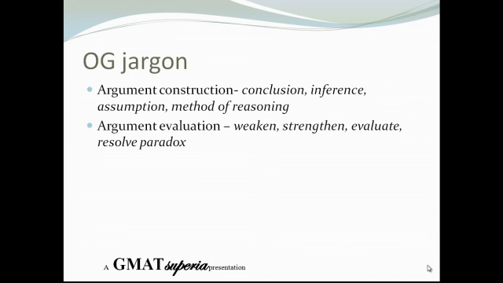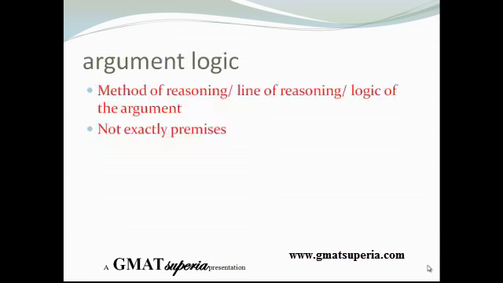Then the next category of question is the argument evaluation question type, wherein you are asked to weaken, strengthen, evaluate, or resolve the paradox. Now, when it comes to these classifications, you'll also see that a lot of other words are used as substitutes. For instance, for weaken, they could use the words call into question, jeopardize, undermine, make the conclusion inaccurate, and so forth. I've just taken a few important words for discussion in this small presentation.